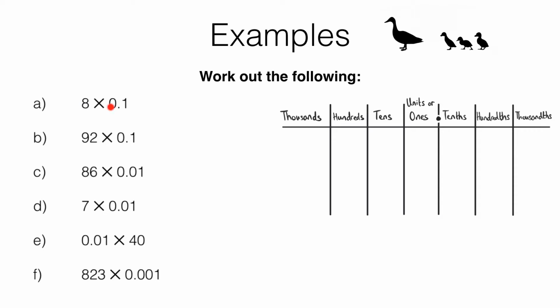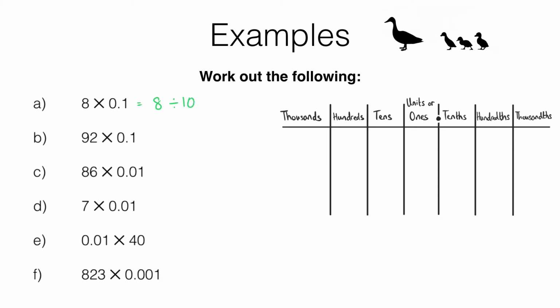So what we want is 8 lots of a tenth, or you can think of that as 1/10 of a lot of 8. Now 1/10 of 8 is what you get if you divide 8 into 10 equal parts. So what this is really saying is that we want to do 8 divided by 10.